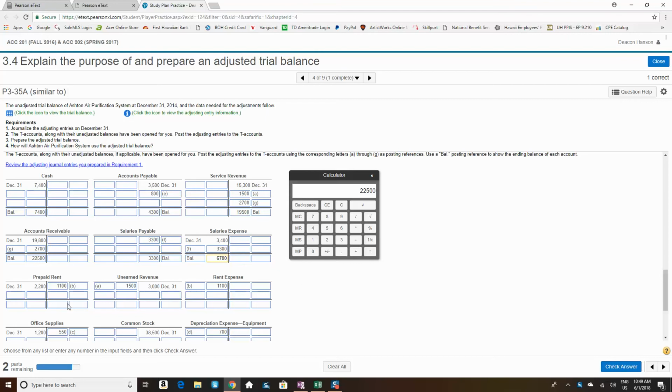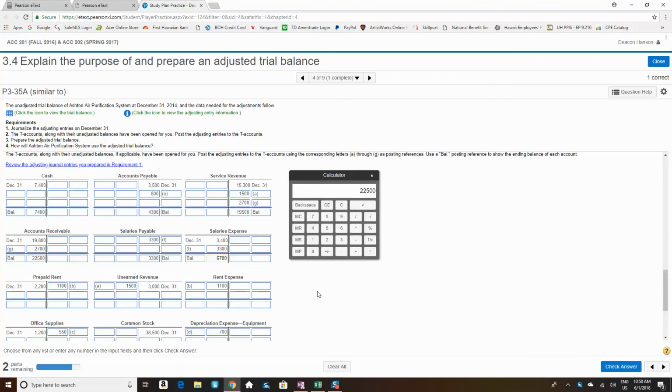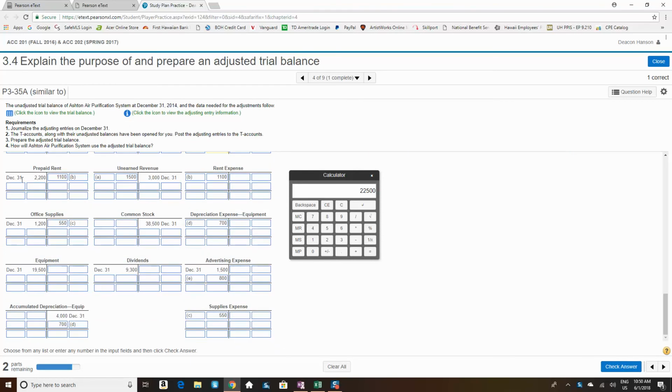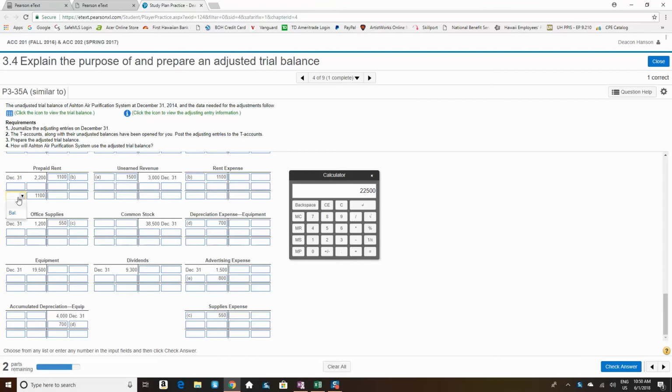Now we get into things where the balances are actually going to get reduced a little. So let's roll it up here. We got prepaid rent. Started with 2,200. Then it got credited 1,100. So what happens is you're going to take the 2,200 and subtract the 1,100. Since you still have more debit than credit, you're left with a $1,100 debit balance.